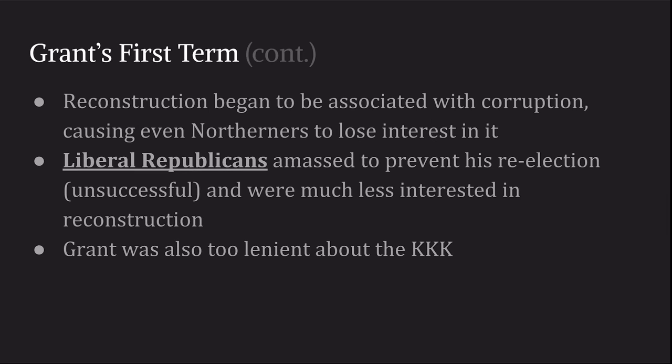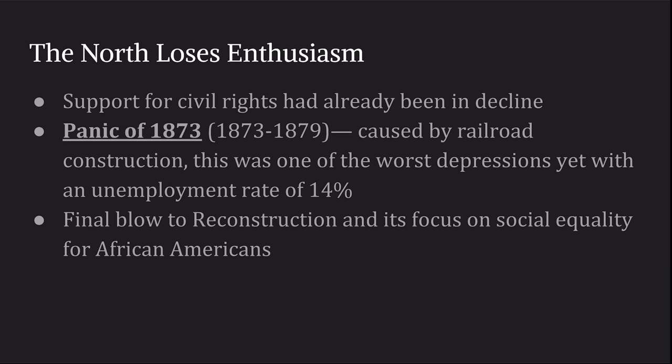Reconstruction started to be associated with corruption, and people were losing interest in it, even Northerners. The liberal Republicans formed to prevent his reelection. They were unsuccessful, and they were much less interested in Reconstruction and civil rights. Grant was also pretty lenient with the KKK until his second term. Well, it was still in his first term actually. The North loses support for civil rights.